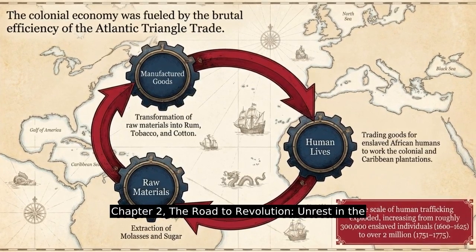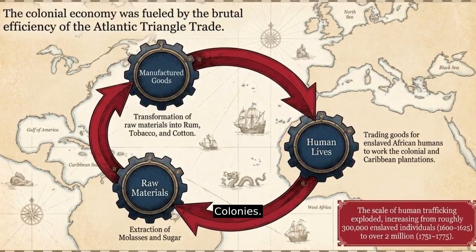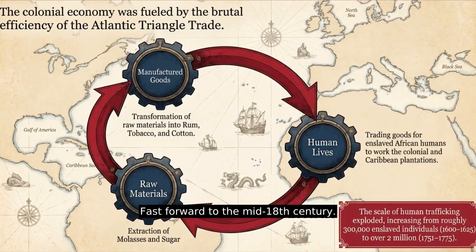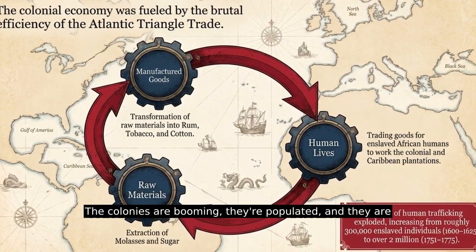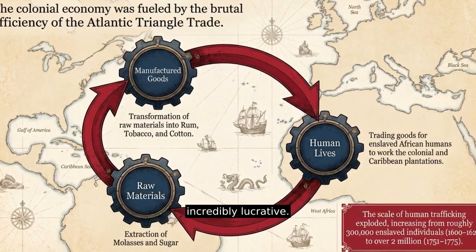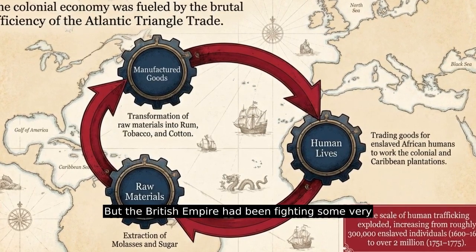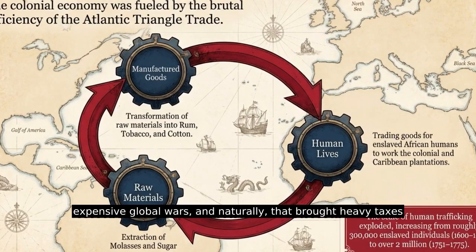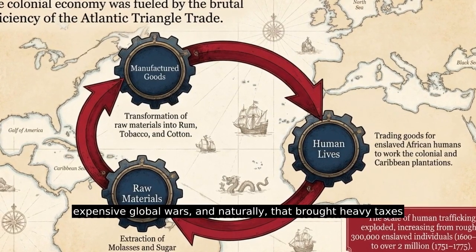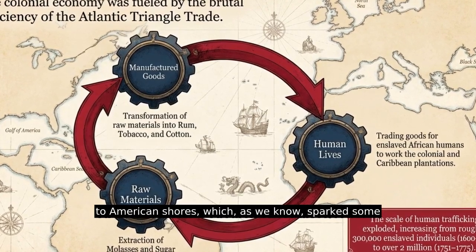Chapter 2. The Road to Revolution, Unrest in the Colonies. Fast forward to the mid-18th century. The colonies are booming, they're populated, and they are incredibly lucrative. But the British Empire had been fighting some very expensive global wars, and naturally, that brought heavy taxes to American shores, which, as we know, sparked some fierce resistance.